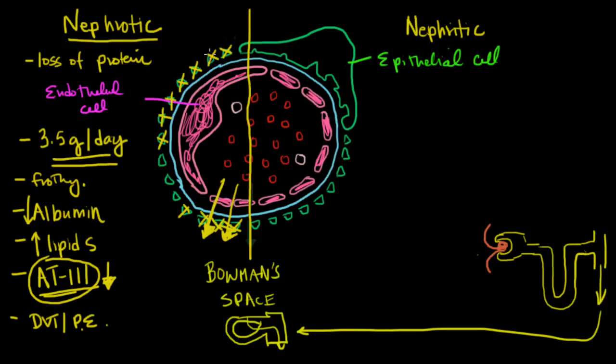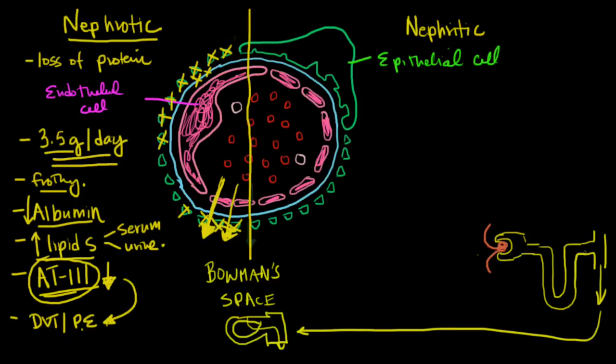So to review nephrotic syndrome, it's basically a problem with the podocytes or even the basement membrane, anything that allows protein to sieve through here, causing frothy urine, decreased albumin, increased lipids both in the serum and also in the urine. Okay? You'll see Anti-Thrombin 3 being reduced, that leading to a hypercoagulable state. Typically, there's about 3.5 grams of protein lost per day.